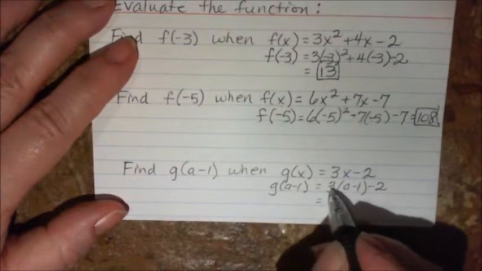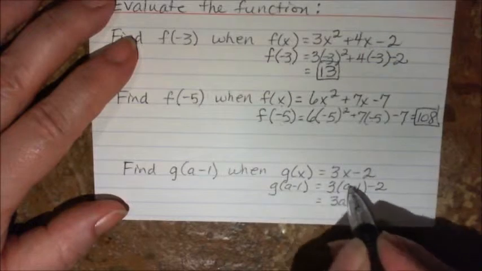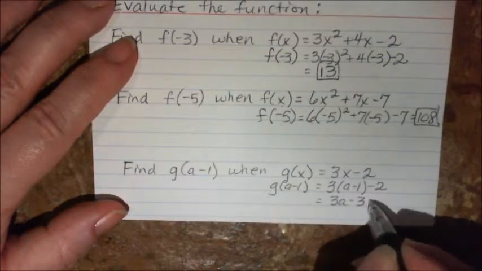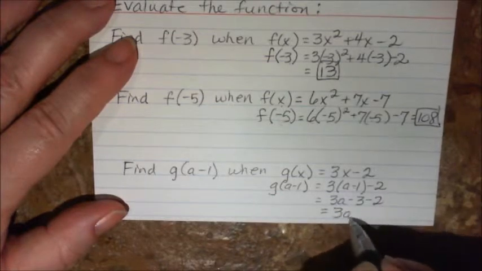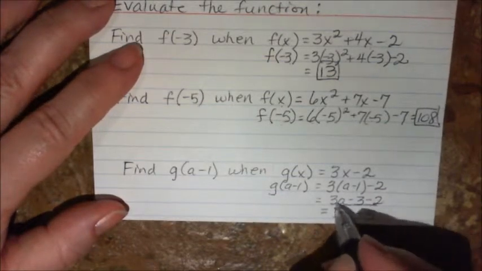And then we're going to simplify this. 3 times a, 3 times negative 1. And then we're going to continue to simplify. 3a minus 5.